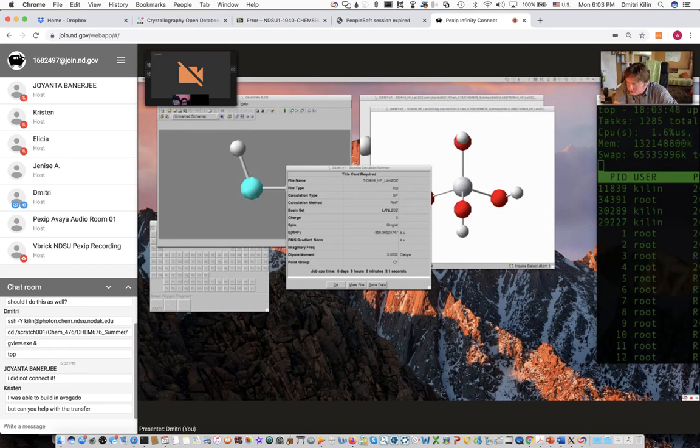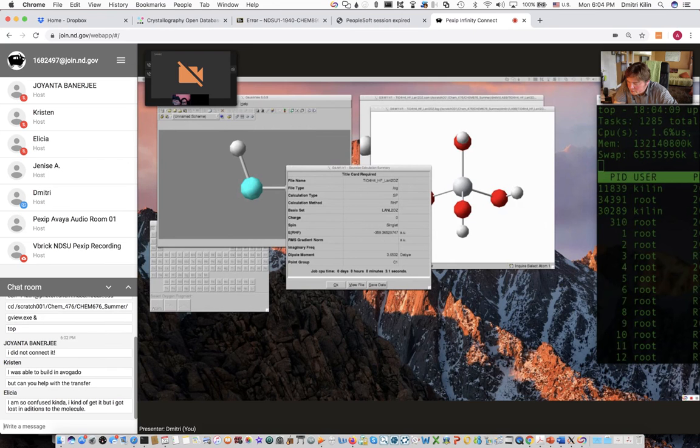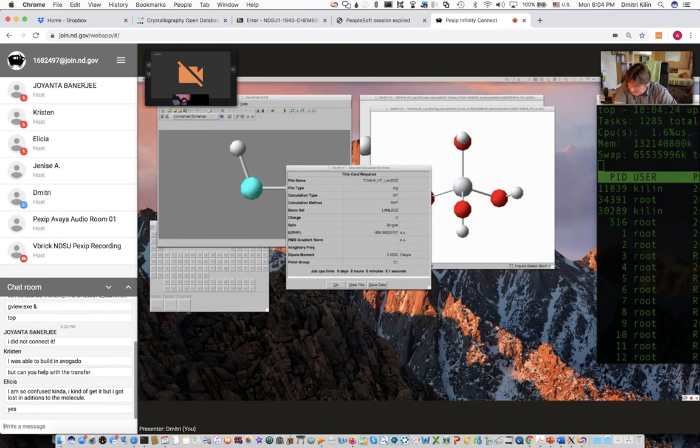Alicia, you may answer through microphone or just type. Were you able to build and run, or experienced any challenges? I am so confused. I kind of get it. I get lost in additions to the molecule. Okay, but you do have Gauss view open, and you are trying to build the molecule, right? Okay. I think your case is simple enough. Let me complete the first round of questions and then go to practical help.